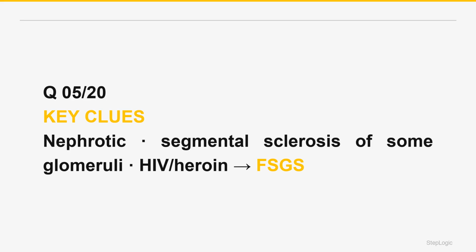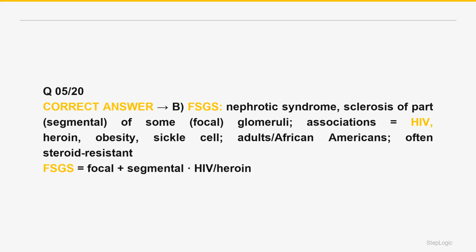The name describes the histology. The sclerosis is focal, only some glomeruli are affected, and segmental, only part of each affected glomerulus is sclerosed. Like other nephrotic diseases, it presents with heavy proteinuria, hypoalbuminemia, edema, and hyperlipidemia, often with hypertension and some hematuria. Light microscopy shows the segmental sclerosis. Electron microscopy shows podocyte foot process effacement. The correct answer is B.